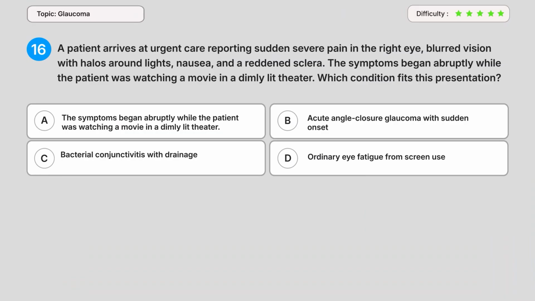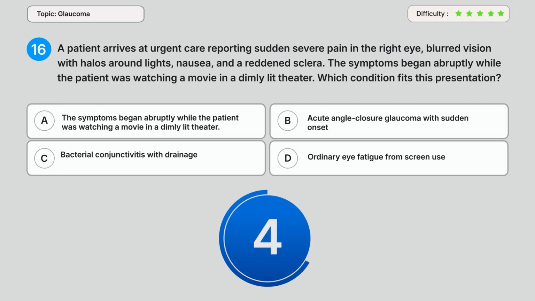A. Chronic open-angle glaucoma with slow progression. B. Acute angle closure glaucoma with sudden onset. C. Bacterial conjunctivitis with drainage. D. Ordinary eye fatigue from screen use. Can you guess the answer?